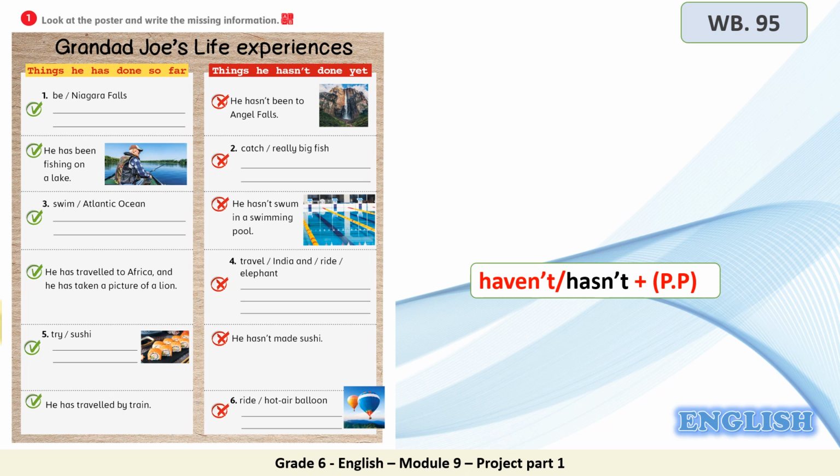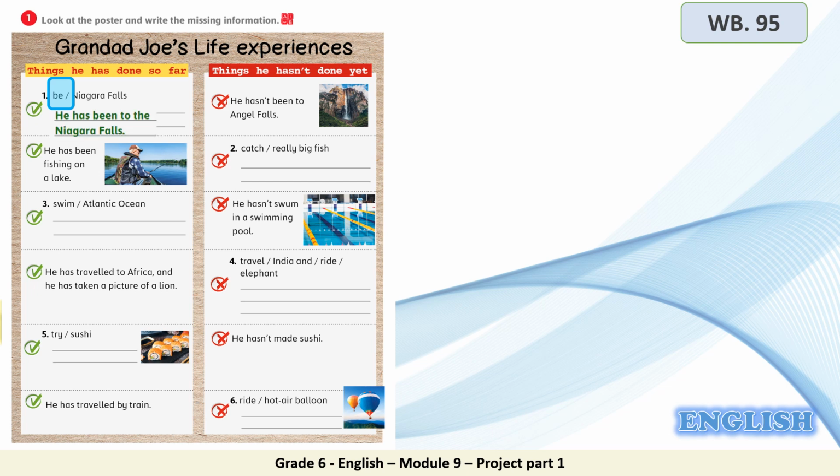So let's do number 1 here as a model. Number 1, B. Niagara Falls. First, to answer the questions correctly, we have to pay attention to the verb be and to find the past participle of the verb be before we start to answer. Excellent, it's been. So let's form a sentence. We talk about Granddad Joe's, so the sentence will start with he. So he has been to the Niagara Falls.